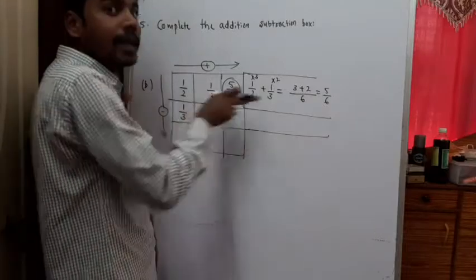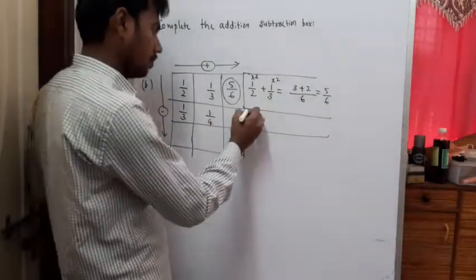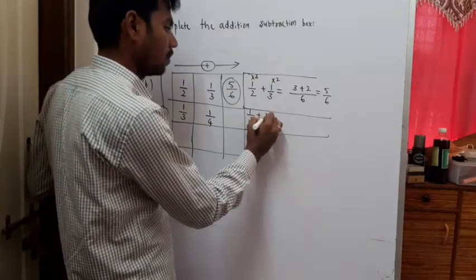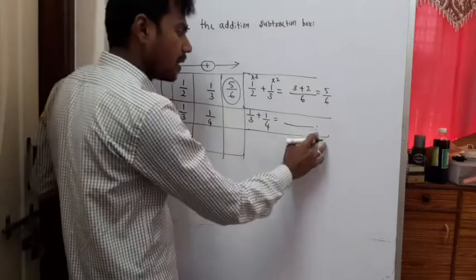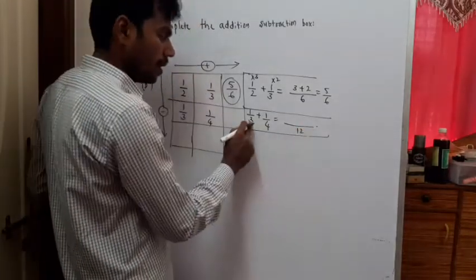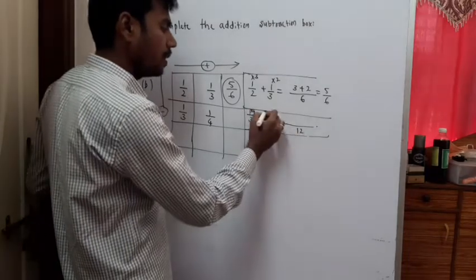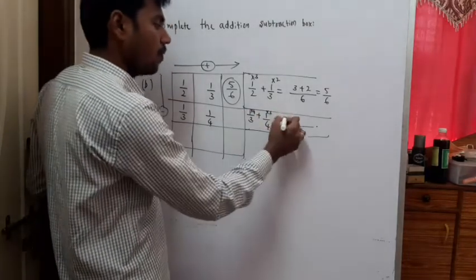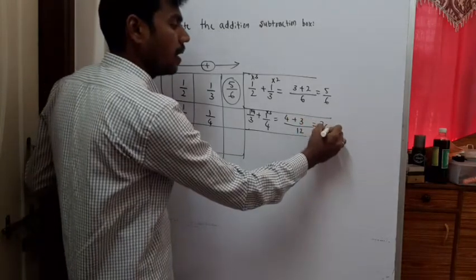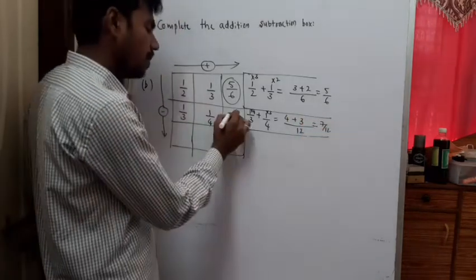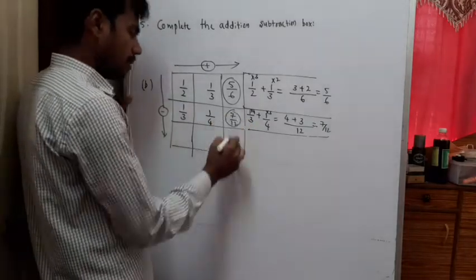I am traveling the rightward direction. 1 by 3 plus 1 by 4. Since 3 and 4 are co-prime, what is the LCM? 3 4s are 12. 3 into 4, that is into 4. 4 into 3, that is 3, multiply by 3. 1 4s are 4, 1 3s are 3. 4 plus 3, 7 divided by 12 is the answer. So what should come here? 7 by 12. Okay, next.